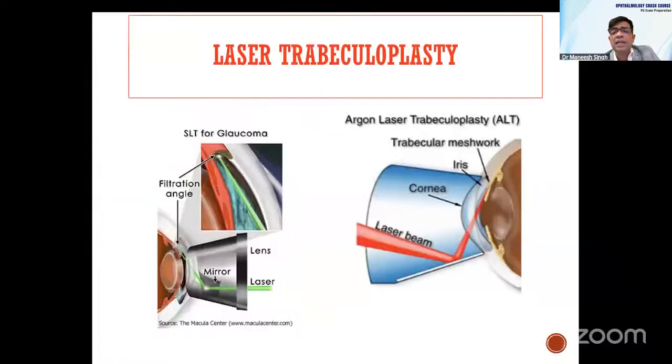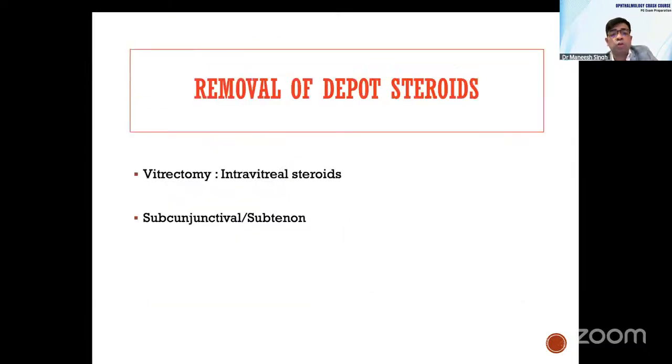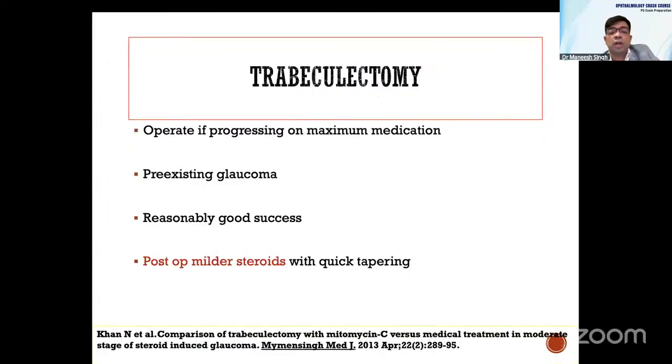These are certain immunosuppressive drugs that can also be used in place of steroids. If the patient is medically uncontrolled and you have used all the drugs, you can also try going for laser trabeculoplasty. There have been articles which have shown a 20 to 30% reduction of intraocular pressure with SLT, although in my personal experience, I have never used SLT for steroid-induced glaucoma. If the patient is medically uncontrolled, we do consider trying to remove the steroid. If it's a depot steroid, we can go for vitrectomy to remove the intravitreal steroid, or we can go subconjunctival and remove the subtenon steroids.